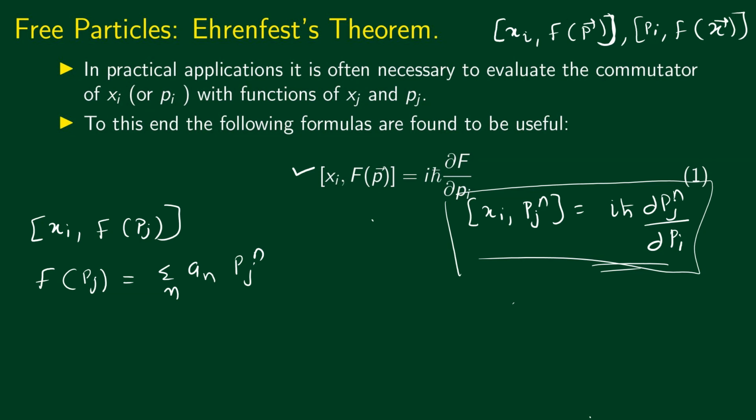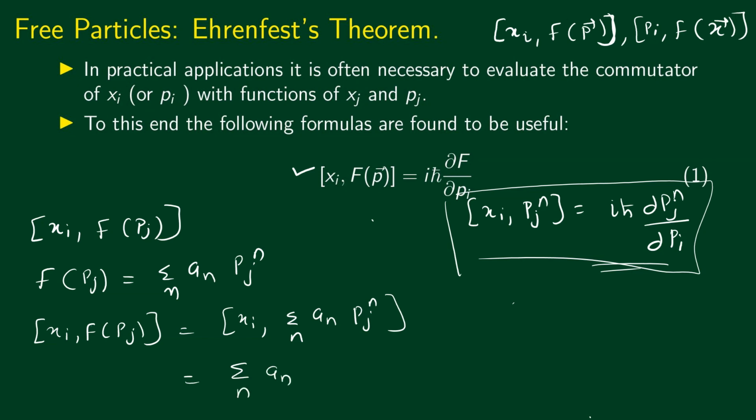All right, now if I take the commutator of x_i with f of p_j, this gives us a sum over n. Let me write it like this: the commutator of x_i with the sum over n of a_n p_j raised to n. This can be written as the sum over n of a_n, which can be pulled out, and then the commutator of x_i with p_j raised to n. But this we already know is i ħ partial derivative of p_j raised to n with respect to p_i.